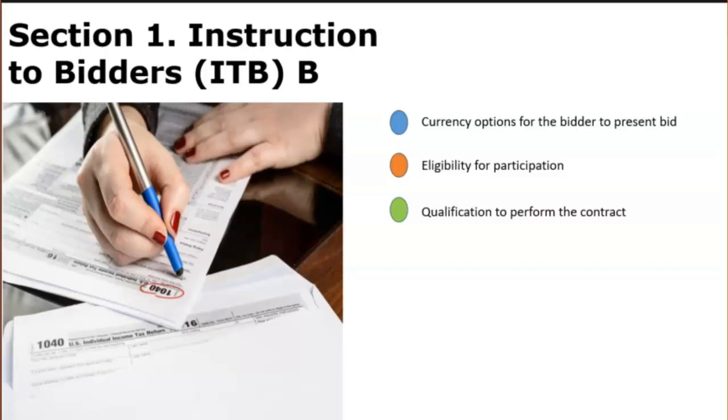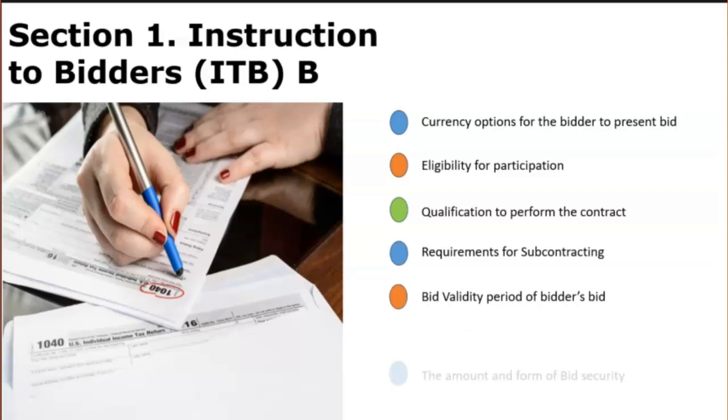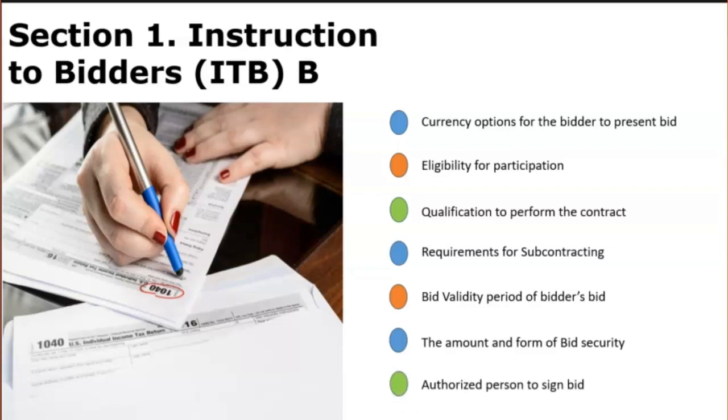You will find things relating to the requirements for subcontracting, the minimum period of validity of the bidder's bid, the amount and form of bid security, if any is required, and who is considered by the employer as a legally authorized person to sign the bid.